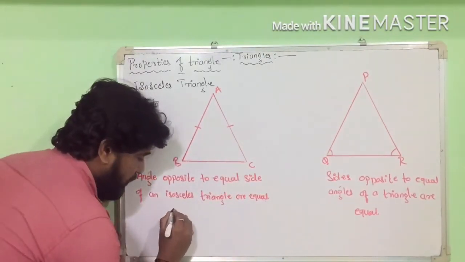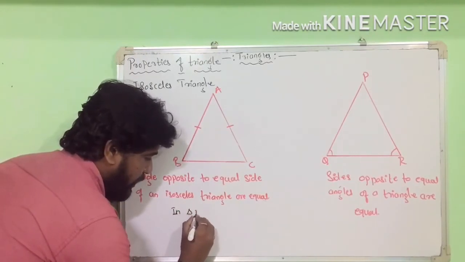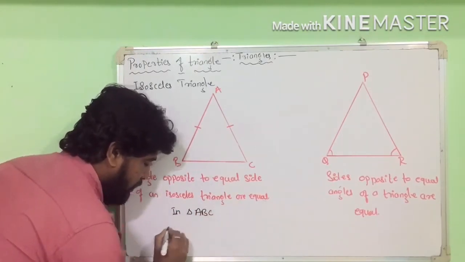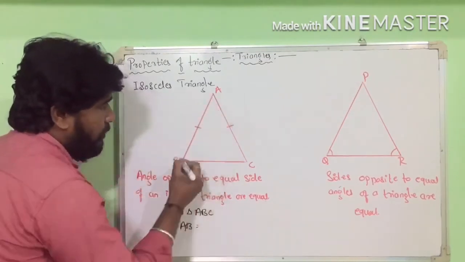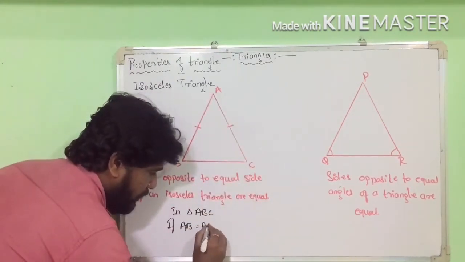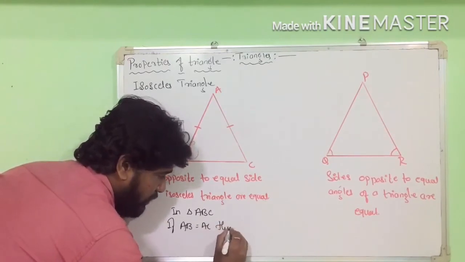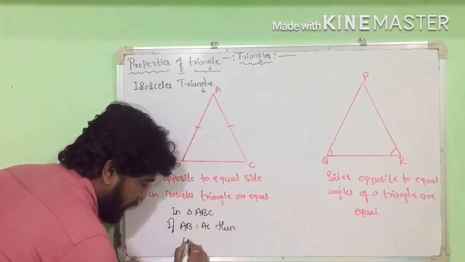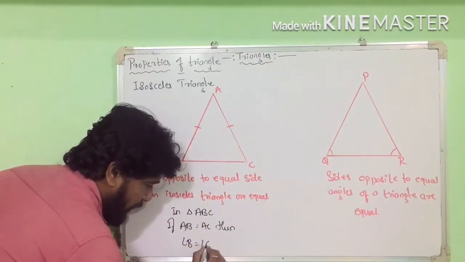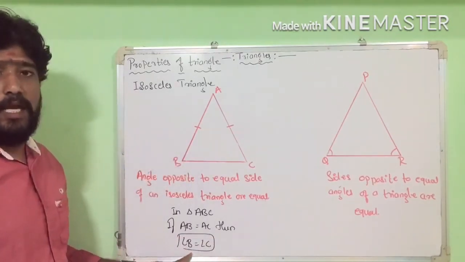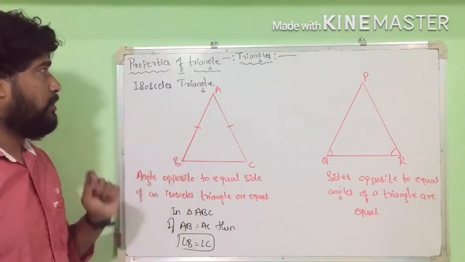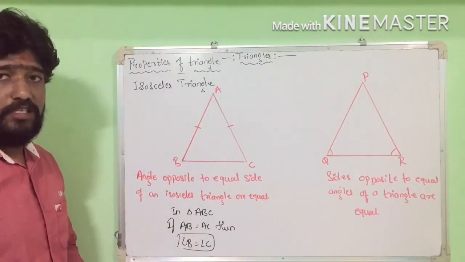Right? In a triangle ABC, if AB is equal to AC, then angle B is equal to angle C. So equal sides' opposite angles are equal. It is the property of a triangle, the isosceles triangle, right?